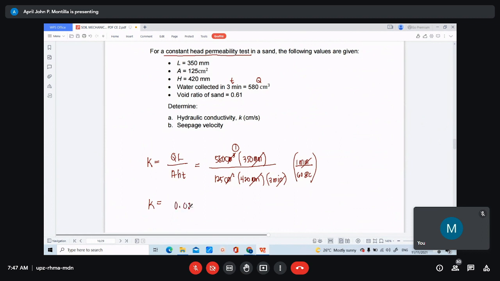0.0215 centimeters per second. Kindly confirm. Same po. Okay, so that is stored at A.